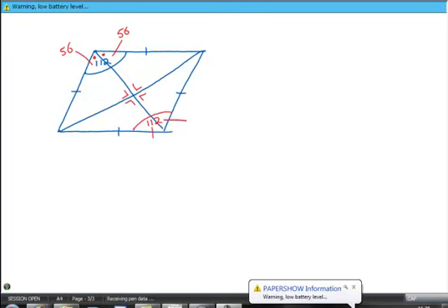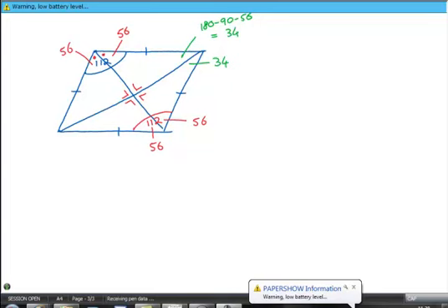Similarly, 56 and 56. In terms of working for the other angles, there are different ways that you could do it. This angle here, you're looking at the top triangle. You could say that it's 180 minus 90 minus 56. So it would have to be 34. If that's 34, well then this angle here would have to be 34 as well.